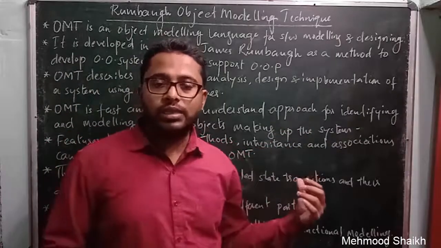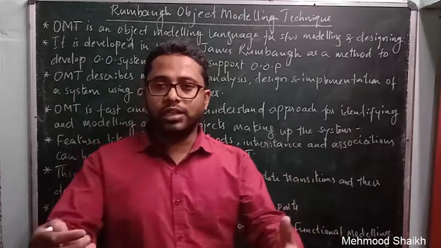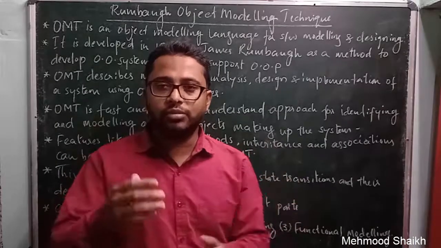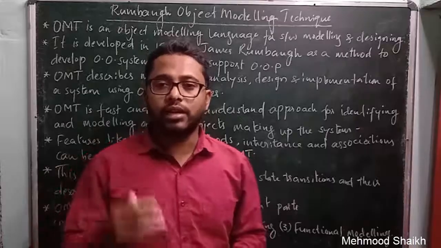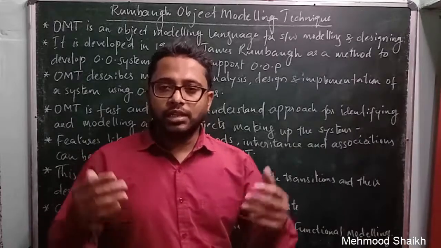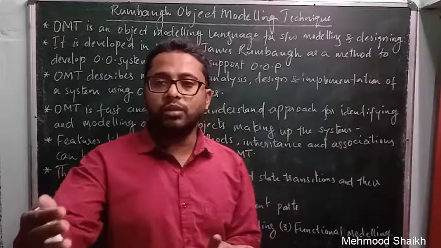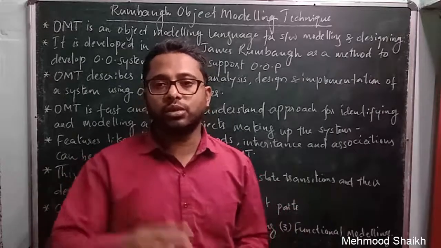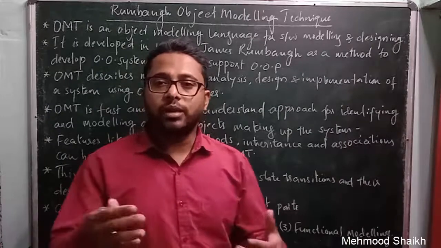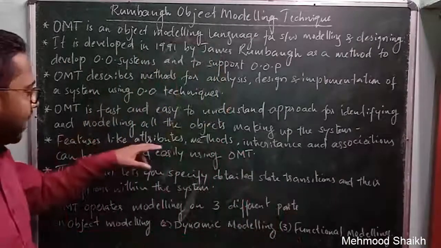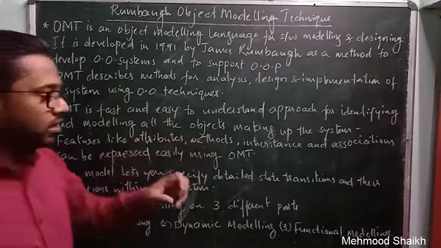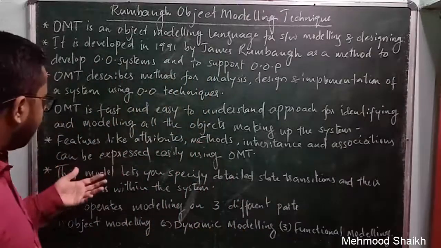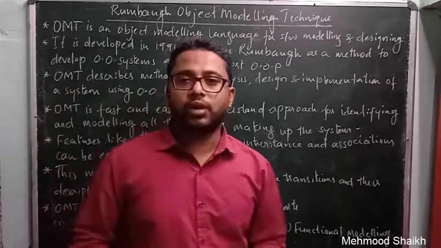How do we know all these things about the objects? Because the objects which we are taking in the system development, we are relating to real world entities or real world objects. Since we are relating these things to real world objects, we will be knowing most of the things about those objects, and now it becomes easier for us to find out the attributes, methods and relationship with other objects. And all these things can be expressed easily using object modeling technique.